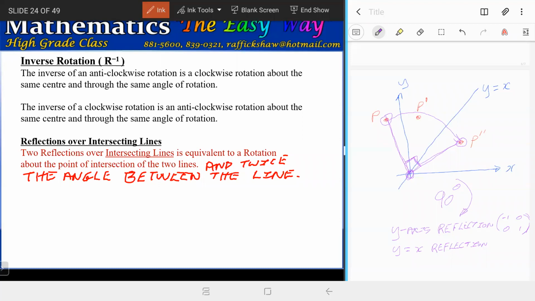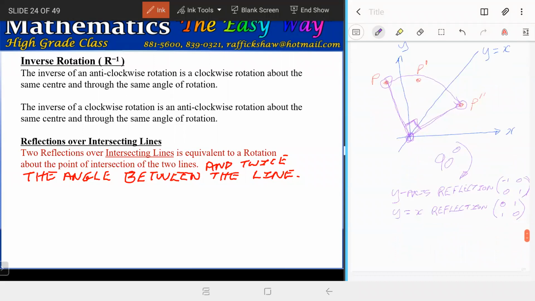Now, the y equals x reflection is this one, the one that looks like the identity matrix: 0, 1, 1, 0. I will put those two together, and both of them together become equal to a 90 degrees clockwise rotation. And what's the matrix for a clockwise rotation? 0, 1, -1, 0. So they're using up three matrices that we are supposed to know.